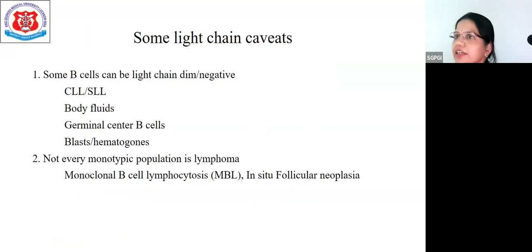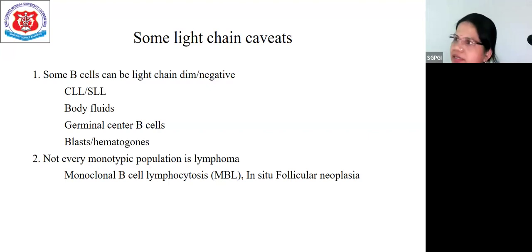But again, here there are certain caveats which one must be aware, and Dr. Jasmita has already explained. Some B cells can be light chain dim or negative, like CLL or SLL. The B cells here will have dimmer or absent light chain expression. Certain reactive cells in the body fluid can have a dimmer expression of kappa and lambda. Germinal center B cells have dimmer expression of kappa and lambda, and blasts and hematogones are negative for kappa and lambda. Even in certain florid reactive hyperplasias of the lymph nodes seen in the HIV patients, at times the cells will have either kappa expression or lambda expression, but they are not neoplastic.